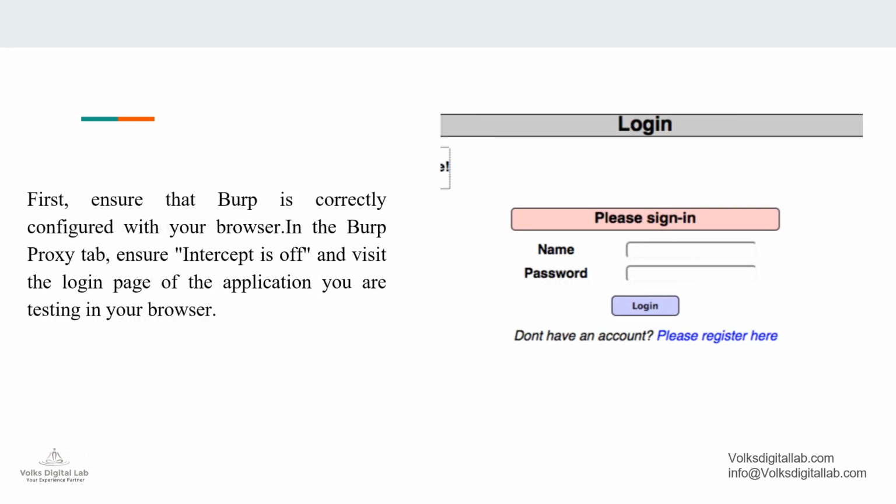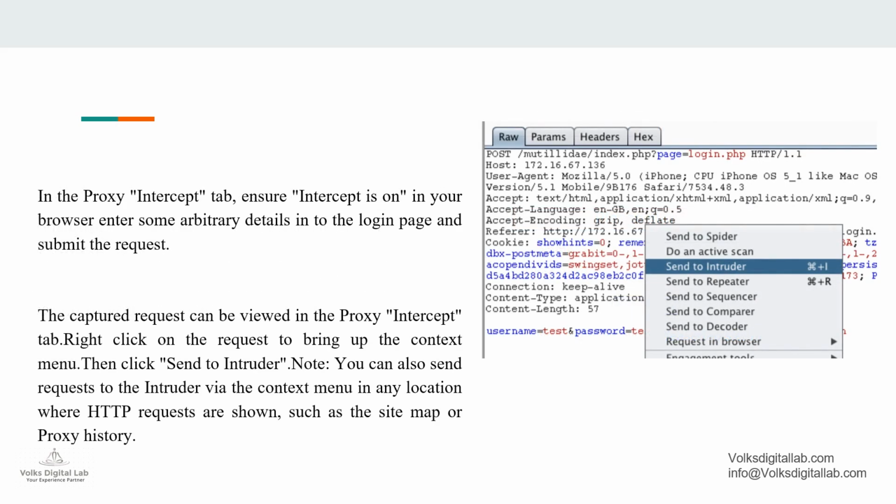First, ensure that Burp Suite is correctly configured with your browser. In the Burp Proxy tab, ensure intercept is off and visit the login page of the application that you are testing in your browser. In the Proxy Intercept tab, ensure that intercept is on. Enter some random details into the login page and submit the request. The captured request can be viewed in the Proxy Intercept tab. Click on the request to bring up the context menu, then click on Send to Intruder.